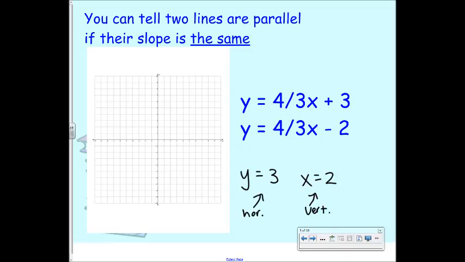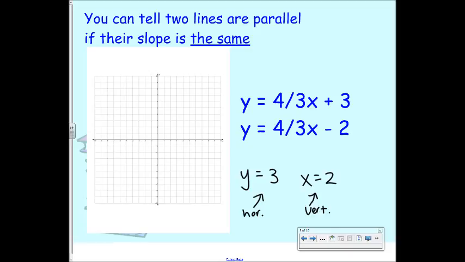All right? If there's no x in that, then it makes it a horizontal line. If there's no y at all, then it makes it a vertical line. If it has both, then it's neither. Then it's not vertical or horizontal. All right? So what's the y-intercept of this first one? 3. What's the y-intercept of the second one? -2. So are they parallel? Yes, because they have the same slope, but different y-intercepts. So these are parallel lines, all right?